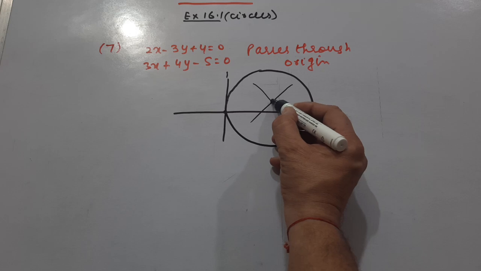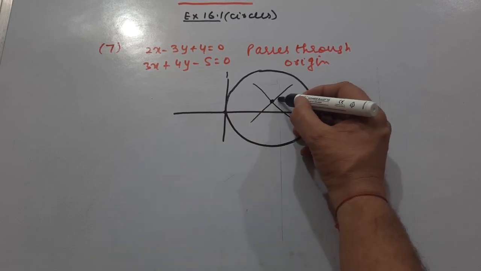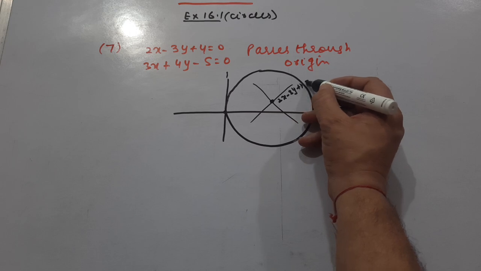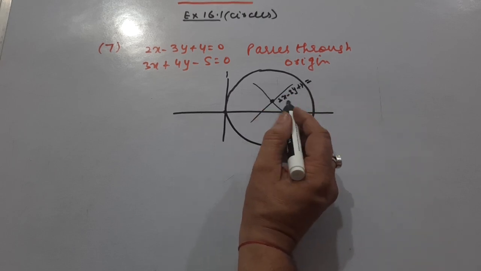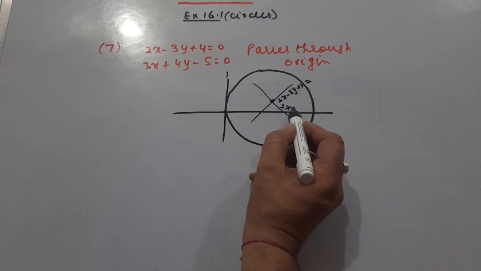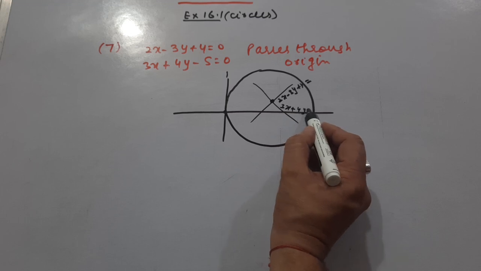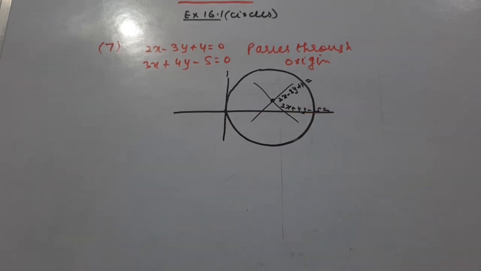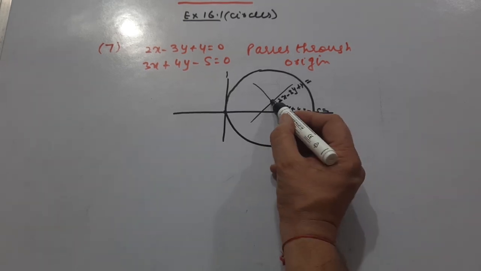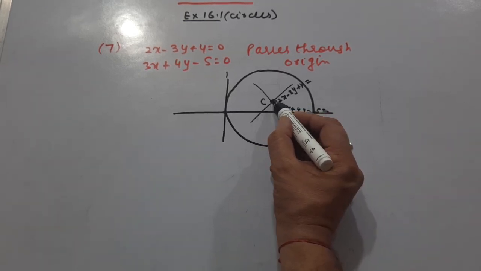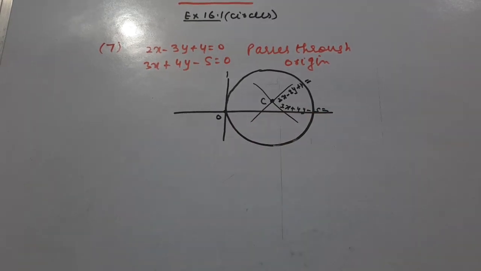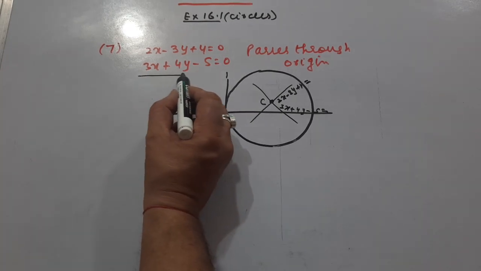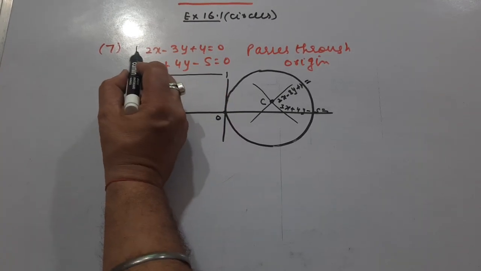Suppose this is the first line, 2x minus 3y plus 4 equal to 0, and this is the second line, 3x plus 4y minus 5 equal to 0. So this is the point of intersection of these two lines, and this is the center, and this is the origin. So first of all we solve these two equations to find the center.